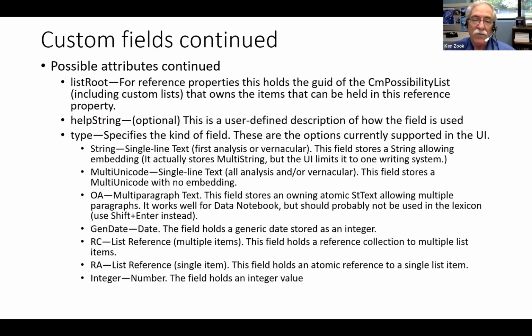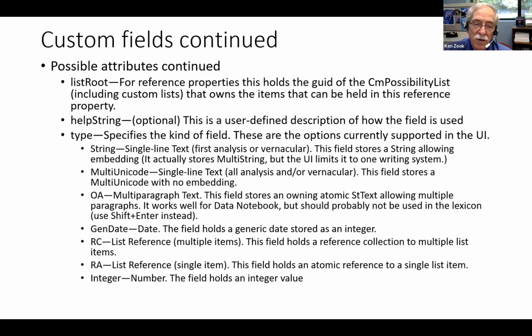ListRoot is for reference properties. This holds the GUID of the CmPossibilityList, including custom lists, that owns the items that can be held in this reference property. There's a HelpString that's optional that you can put up that tells what this custom field is for. And then there's a type that specifies the kind of field. And these are the options currently supported in the UI.